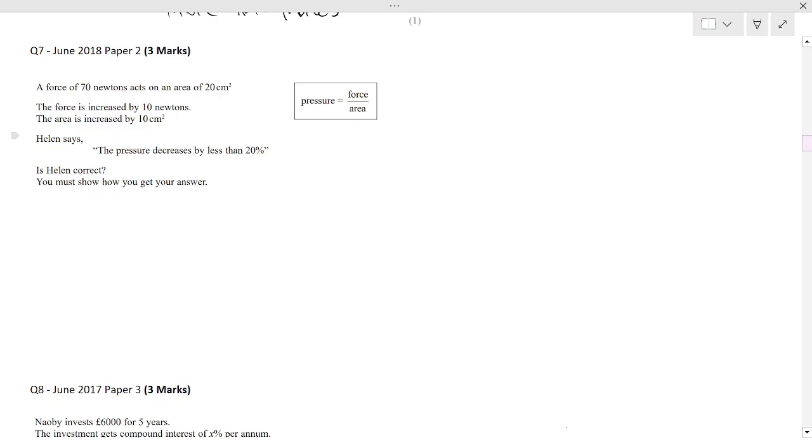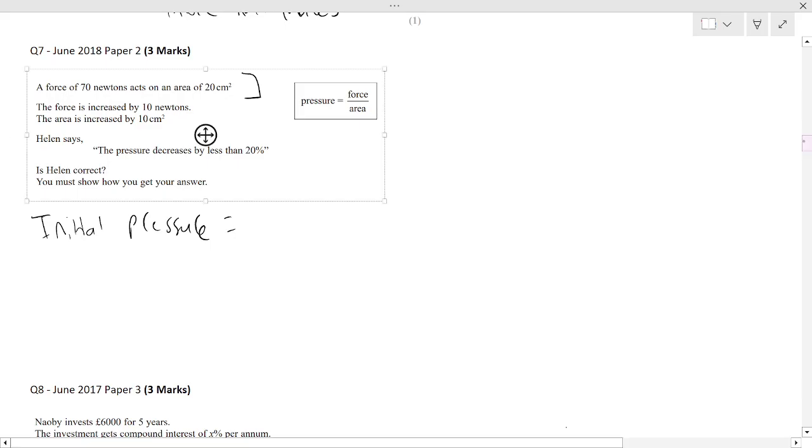So what's happening is we have an initial pressure, which is this starting bit, right? So let's work that out. So initial pressure is force over area. We're using this formula, and they will give you that. So that's going to be 70 over 20. And then you put that into the calculator. That will be 3.5, right? That should be the pressure at the start.